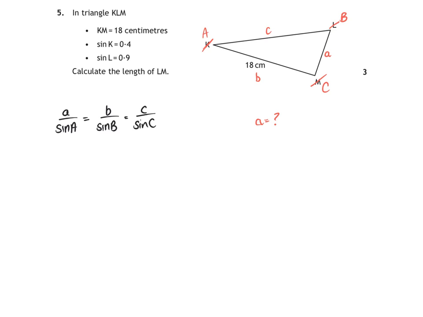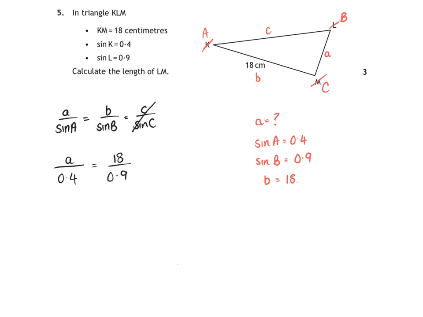And we know that sine of K, or sine of A as we've got, is equal to 0.4. And we know that sine of L, which is B, is 0.9. And we know that b is 18. So we can substitute all these values into our formula. So we're not going to need this bit, but we've got a over 0.4 is equal to b is 18, over sine B is 0.9.